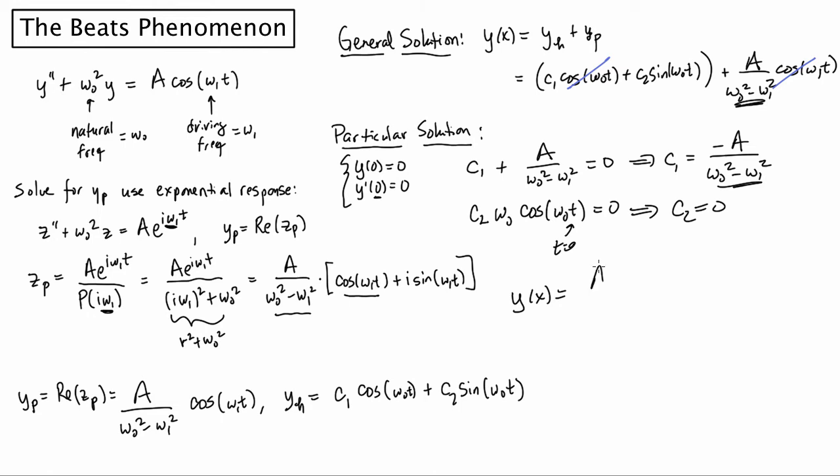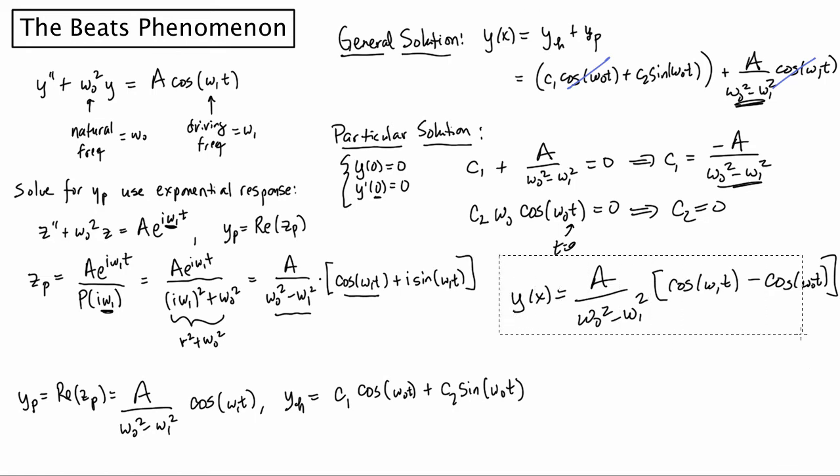easily combine these to look like a omega naught squared minus omega 1 squared, and then I've got two competing frequencies for the cosines. I've got a cosine of omega 1 t and a cosine of omega naught t. So we've got the two competing cosines there that have different frequencies. And so what we're really after here is a description of what this thing looks like.